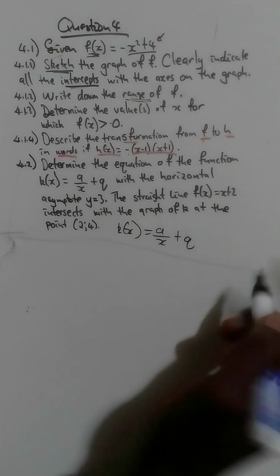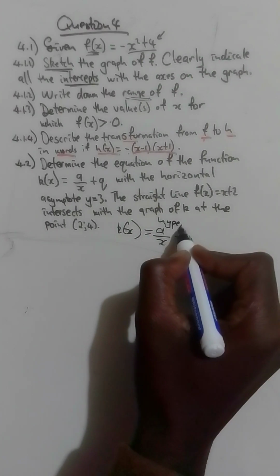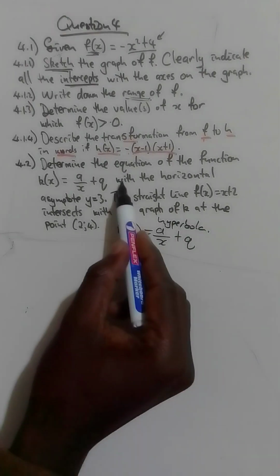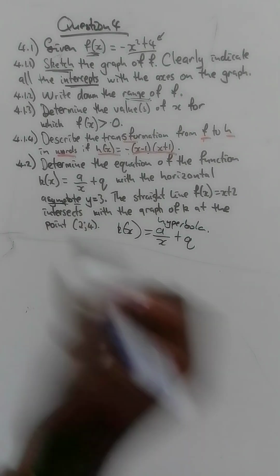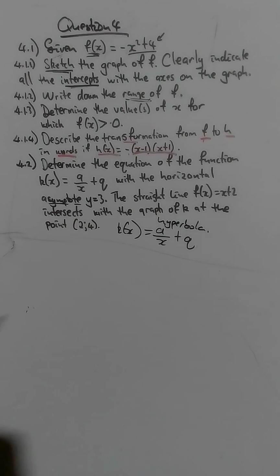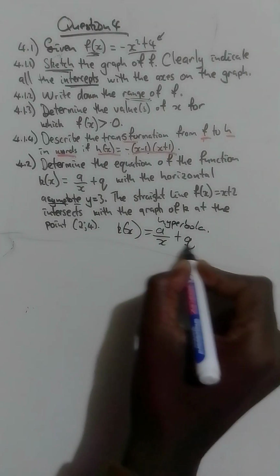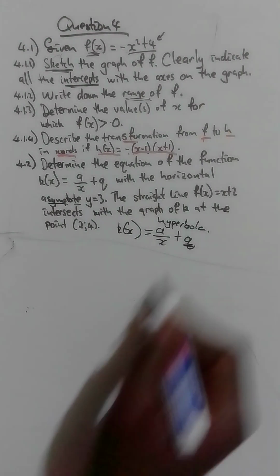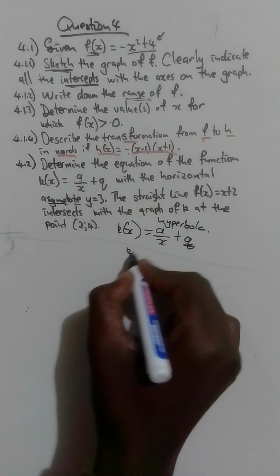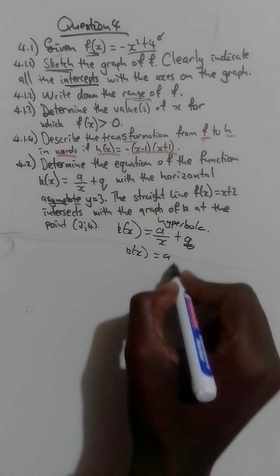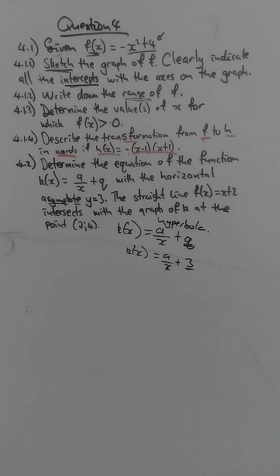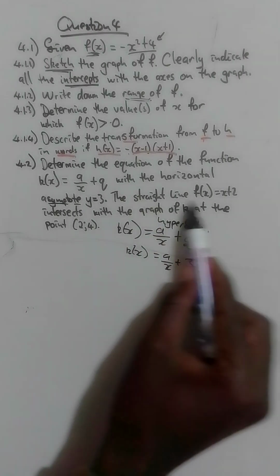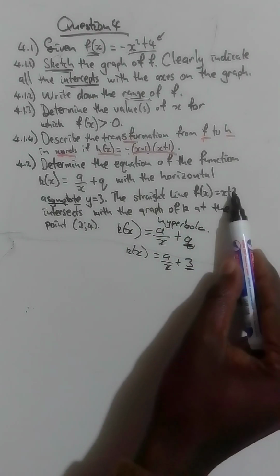Now, when you see this equation, you know immediately that this is a hyperbola with the horizontal asymptote y is equal to 3. When I'm told about the asymptote, in grade 10 we only have one asymptote, which is the letter q. So we're having k of x equal to a over x plus 3 here. This is the horizontal asymptote. Now, what do they say? The next sentence says, the straight line function of x is equal to x plus 2.